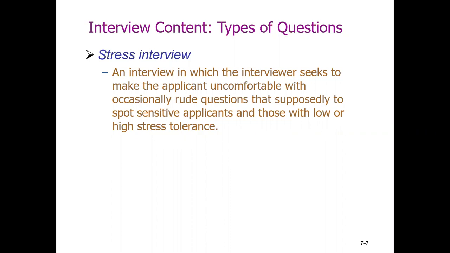Sometimes the tone can be very rude. So it is all a matter of wanting to see the stress level a candidate can bear in the job. Okay, so for that matter, these types of interviews are arranged.